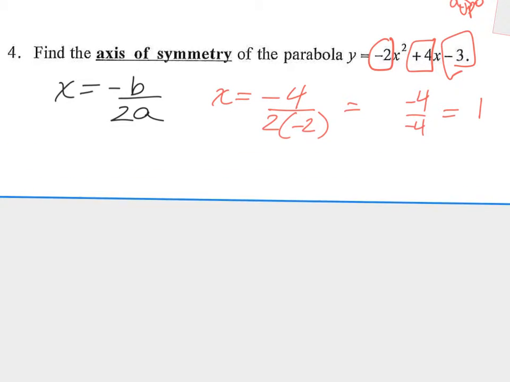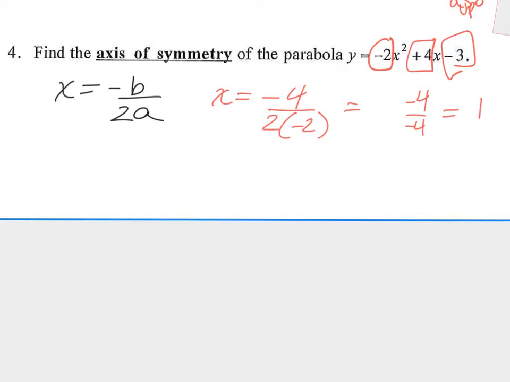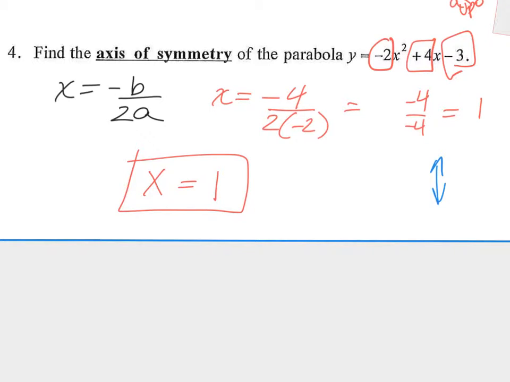But the axis of symmetry must always be an equation. So you cannot just say 1. You have to say x equals 1. Because this is telling me that I am a vertical line, right? That is an x equal to equation. So the axis of symmetry for this question is that x is equal to 1.